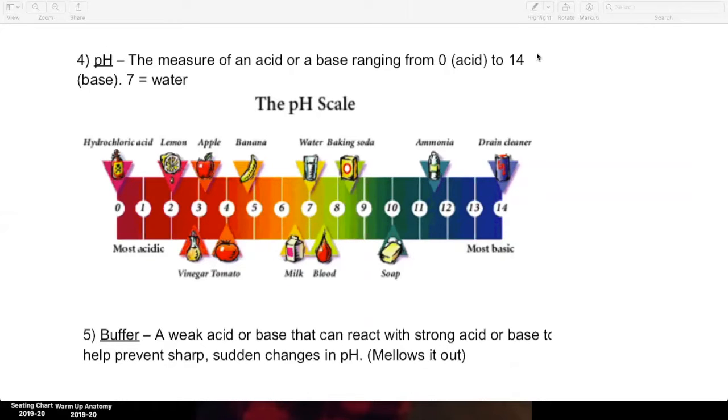pH, the measure of an acid or a base ranging from 0, which is an acid, to 14, which is a base, or alkaline. 7 is right in the middle. That's water, neutral. So to really understand this, a little historical context helps a bit.